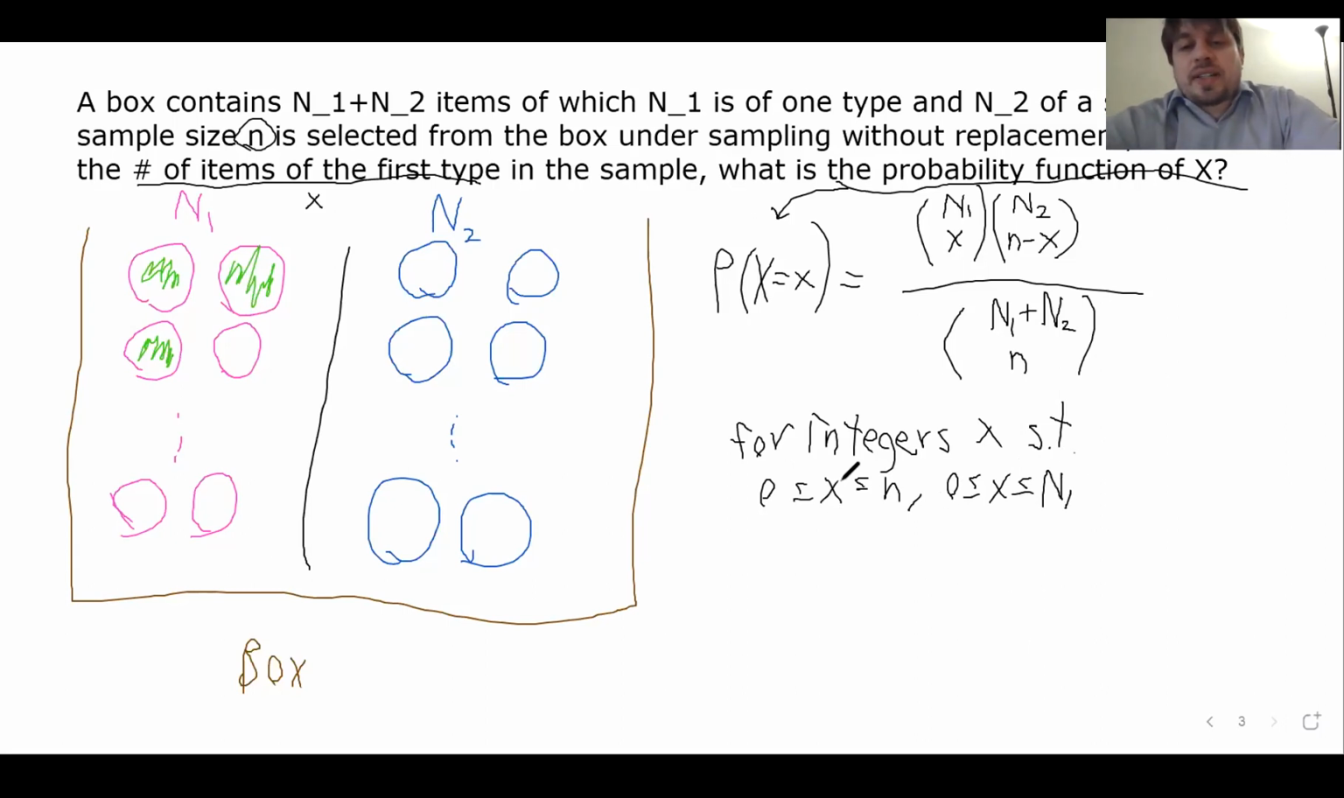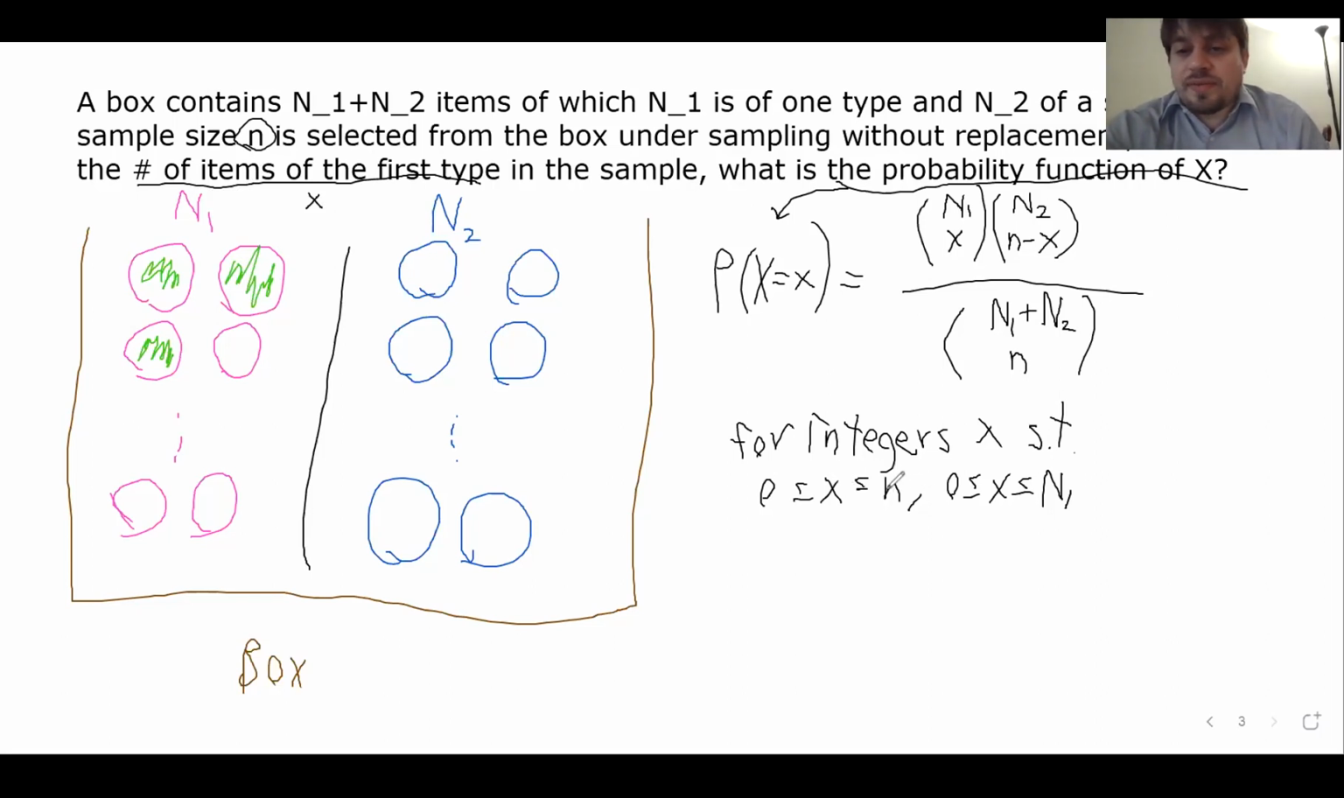Okay, little x is the number of items of type 1. That has to be at least 0, but it's at most the total number of things you choose from the box, right? You can't choose more things of type 1 than the number of total things you choose. Also, little x is at most N1, because if you choose little x items of type 1, and there are only N1 objects of type 1, you can't choose more items of type 1 than there are in the box. So if there are N1 things of type 1, and you choose X of them, X has to be at most N1. Okay, so you have these two restrictions.